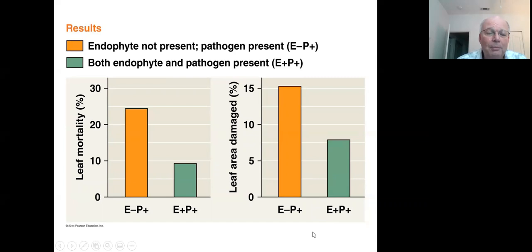So here is just a couple of graphs that indicate the advantage of having a fungus present within a plant to protect it from a pathogen versus not having the fungus present to protect it from the pathogen. So where the fungus is present, the plants thrive better in terms of the amount of damage that's done to them. Whereas if the fungus is absent, the leaves have more damage. Again, just a reflection of the fact that the fungus is serving as a protective agent for the plant by producing something that the herbivores prefer not to eat.